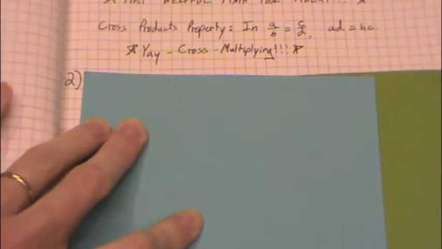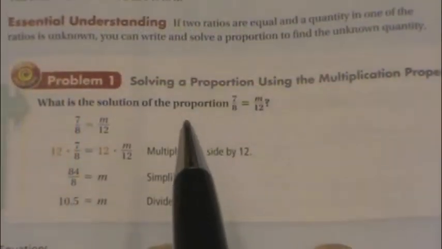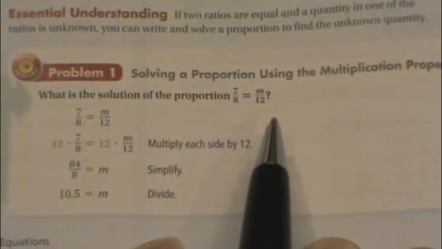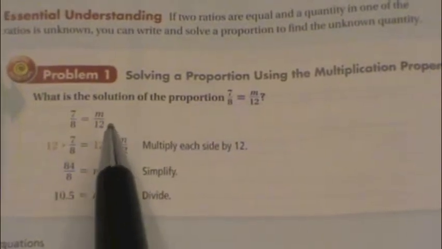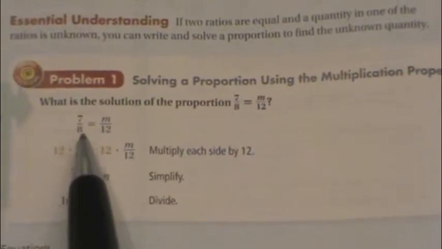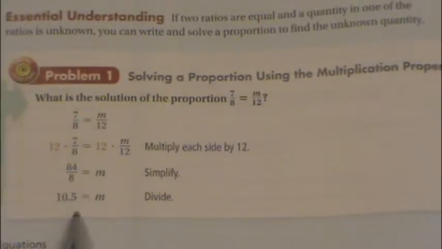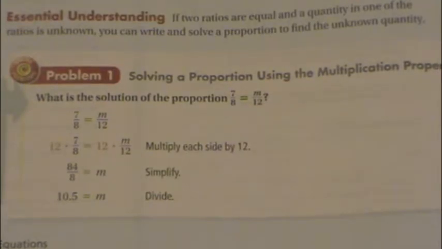So in your book, let's take a quick look at problem 1. Problem 1 wants you to go ahead and solve this proportion using the multiplication property. So you're going to clear this fraction. You're going to multiply each side of the equation by 12, and then you divide. I'm going to show you the other way to do it. I don't even want you to do got it number 1 using the multiplication property. We are going to move on to page 125 and start using cross products.